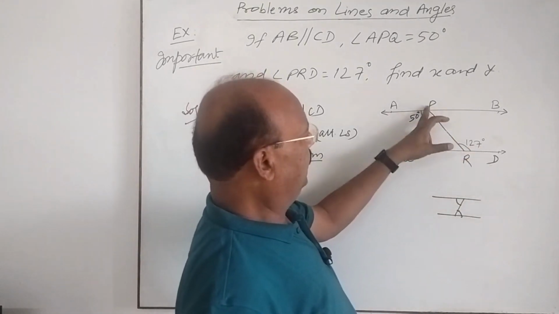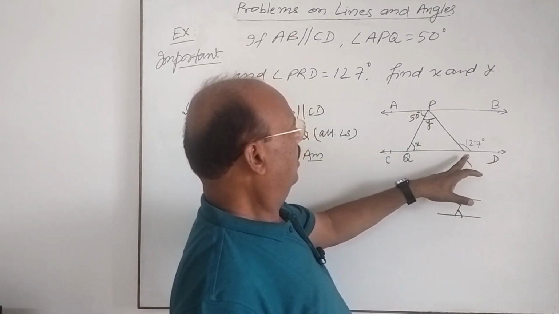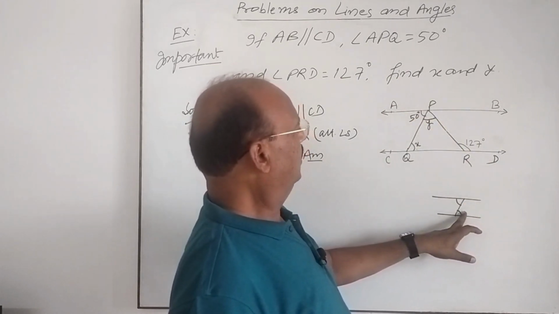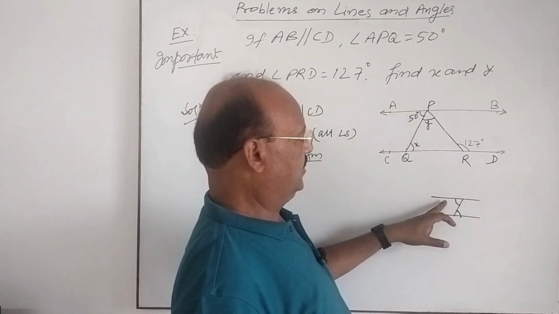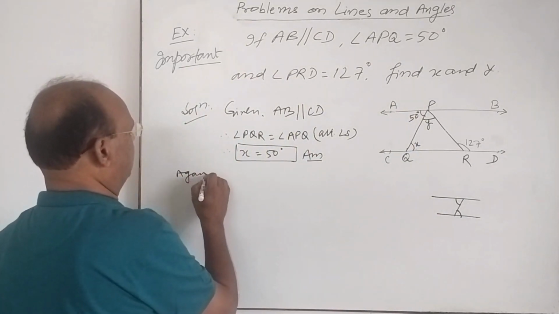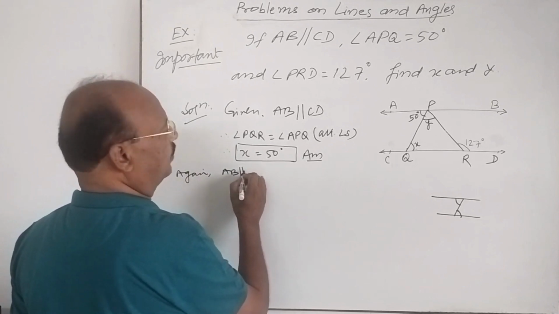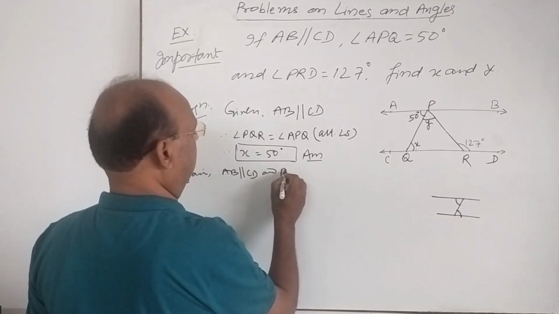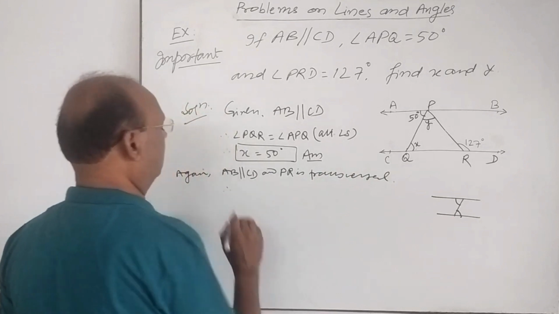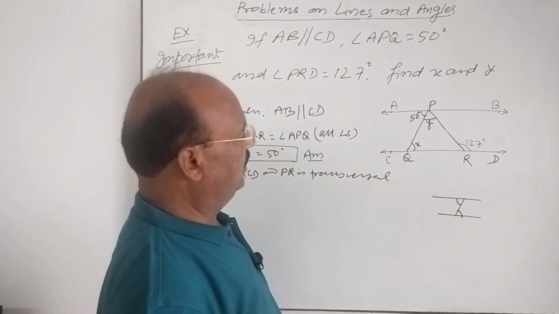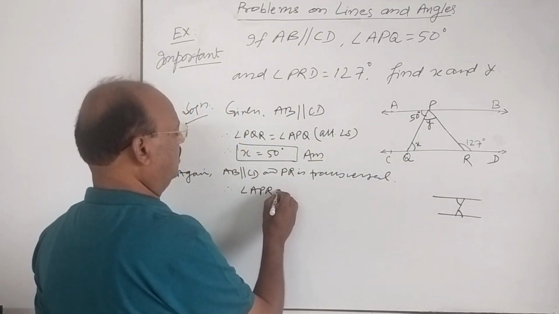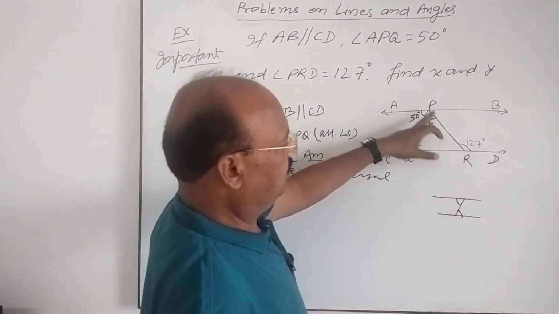Angle PRD and angle APR are alternate angles. Angle PRD on the right side and angle APR on the left side, and PR is the transversal. We can use the same property here. Again AB is parallel to CD and PR is transversal. So therefore alternate angles will be equal. So we can say therefore angle APR is equal to angle DRP or PRD.